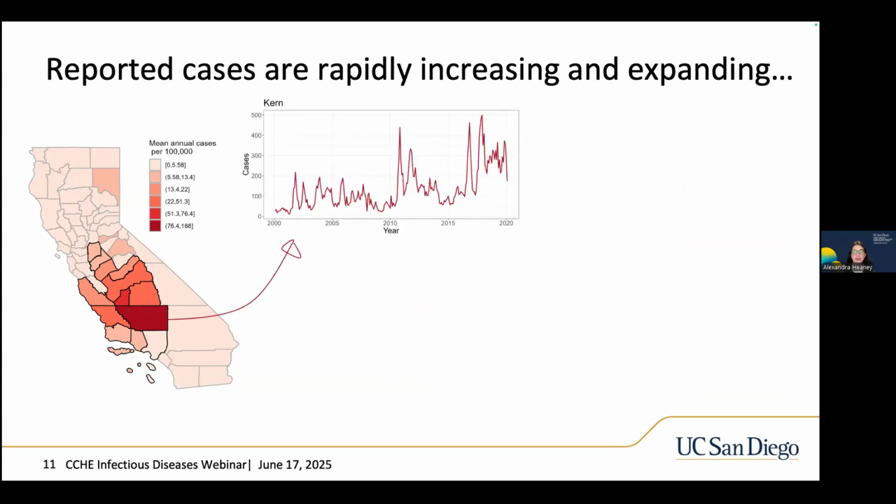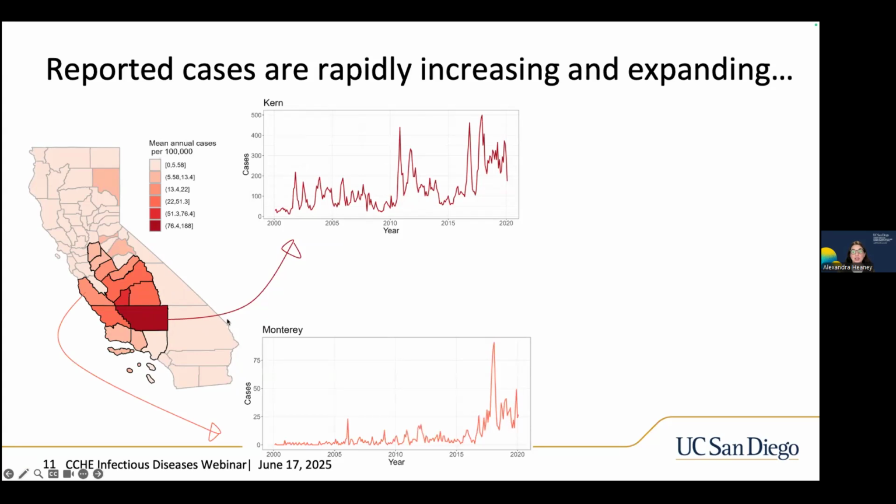And when we look at the trends in cases over time, we can see that cases are increasing relatively steadily in some of these areas that have traditionally higher rates of disease, like Kern County, highlighted here in red. But we see that the rates of increase are actually much higher in the coastal regions and in the Northern Valley regions, where incidence of disease was historically low. So you can see here at the bottom, this is a plot of cases in Monterey County highlighted, which are historically quite low, but in the recent years have been increasing quite dramatically.